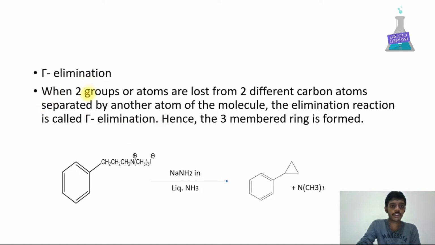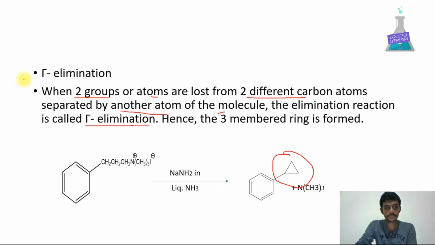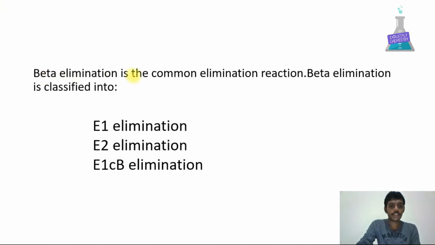Gamma elimination: when two groups or atoms are lost from two different carbon atoms separated by one other atom of the molecule, the elimination reaction is called gamma elimination. Here the three-membered ring is formed. Beta elimination is the most common elimination reaction rather than alpha and gamma reactions. Beta elimination are classified into E1 elimination, E2 elimination, E1CB elimination.